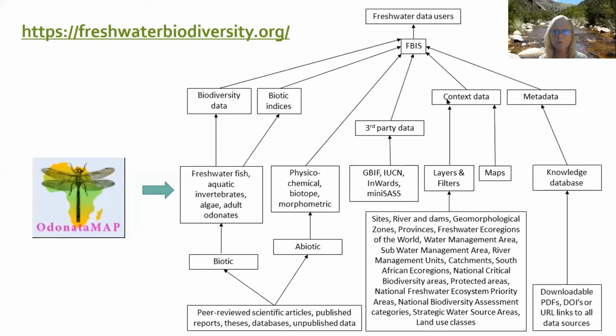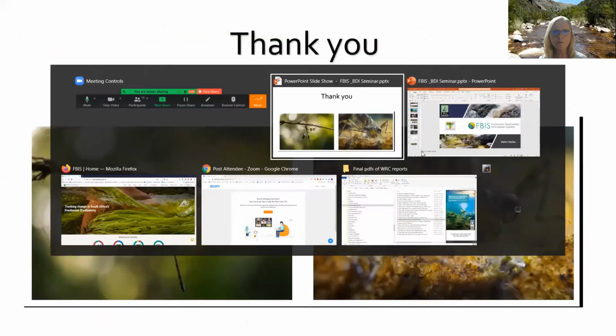And then we've got all sorts of context data that allows you to visualize the data and create filters for querying the data. I'll speak to this a little bit more when I go on to demonstrate the FBIS live. Very importantly, to know the reliability of your data, it's important to have the metadata associated with it, and so we do have a knowledge database as well. Okay, so I'm going to flip over quickly to the live FBIS.